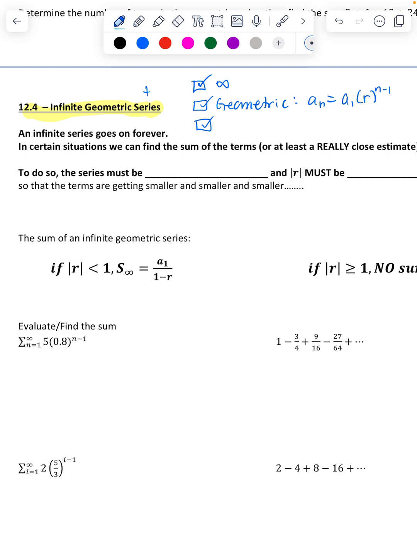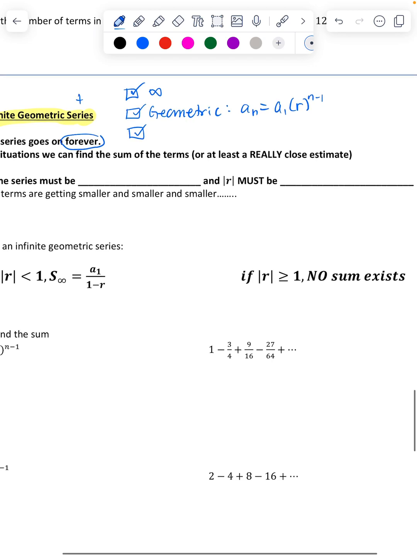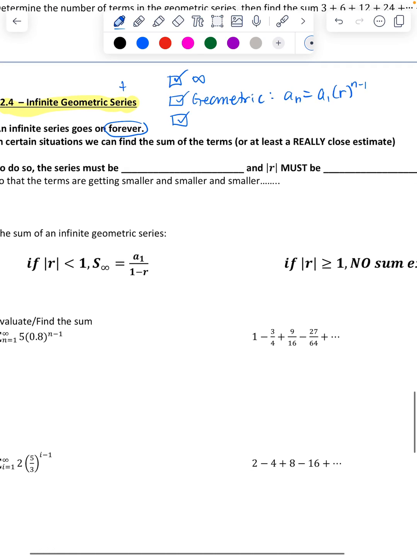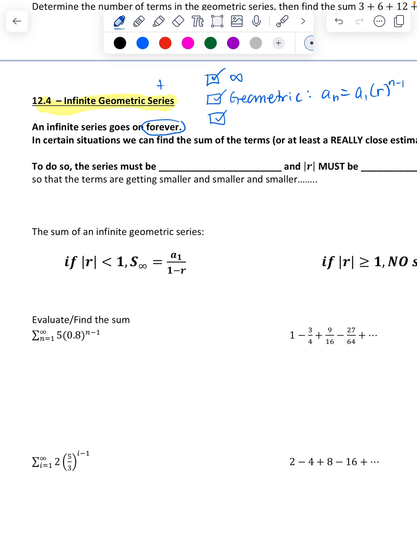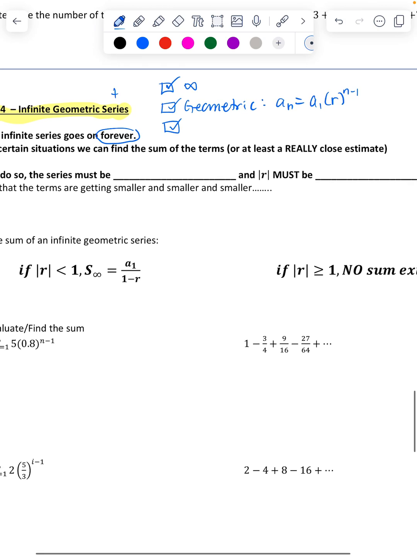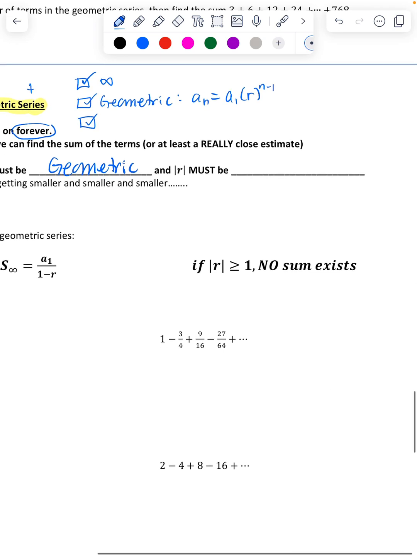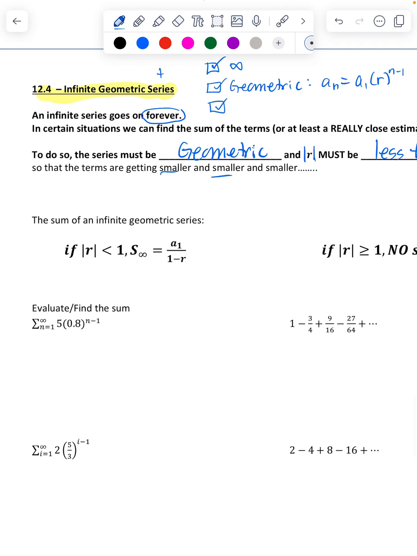So an infinite series goes on forever, no surprise. In certain situations, we can find the sum of the terms, or at least a really close estimate. Even though it goes on forever, we can get a pretty good idea of what the total of all the terms would be. But to do so, the series must be, like I just mentioned, geometric. So you're multiplying or dividing to get from one term to the next. And your ratio, and notice this is absolute value, I don't care if it's positive or negative, but the number itself must be less than 1. That's what guarantees that the numbers are getting smaller and smaller.